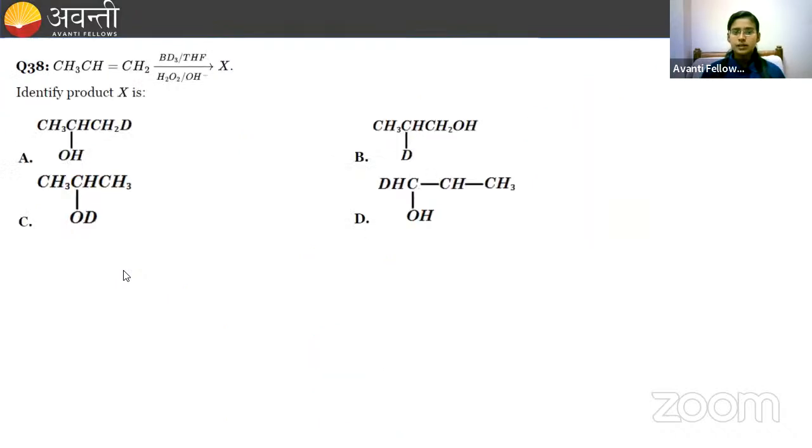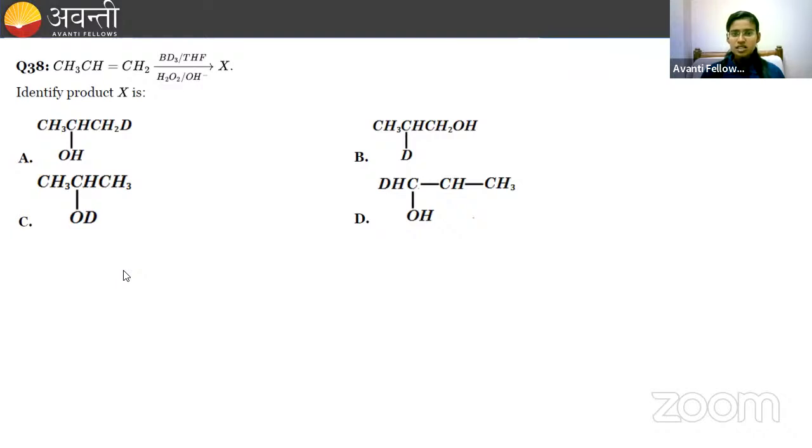So moving on to the next. Question number 38 is a question from organic chemistry. We have an alkene called propene, and it is treated with BD3. Here, D is deuterium, which is an isotope of hydrogen. Instead of BH3, which you might have read in some reactions, they have replaced the hydrogen with deuterium. It is then treated with tetrahydrofuran, which is a solvent, and H2O2 with OH minus.